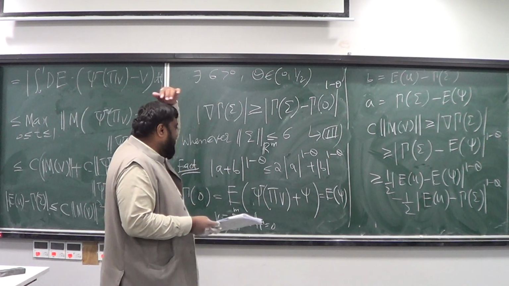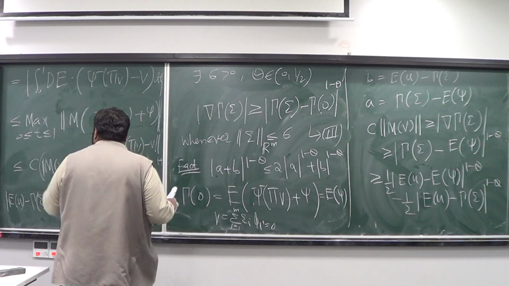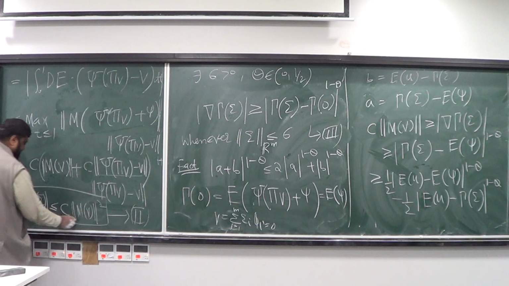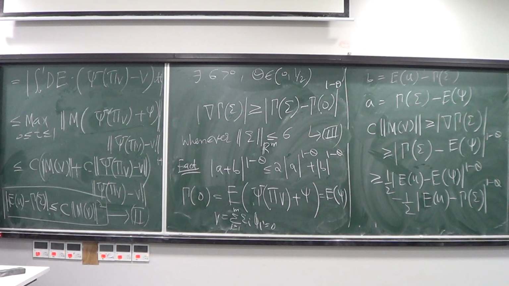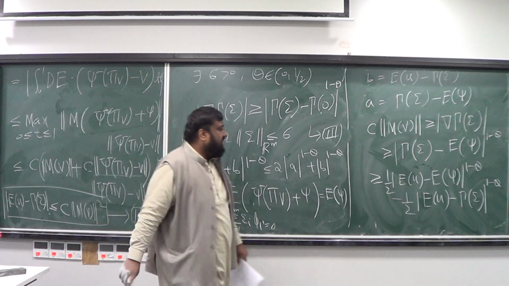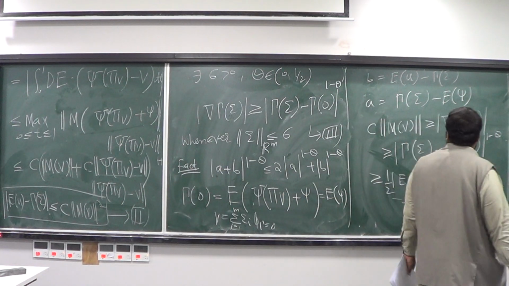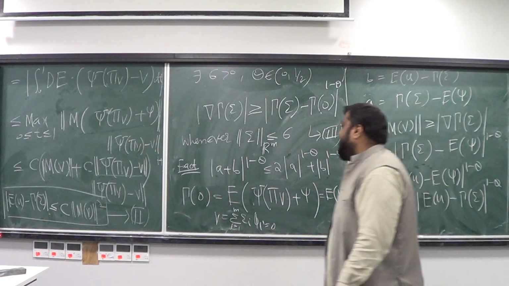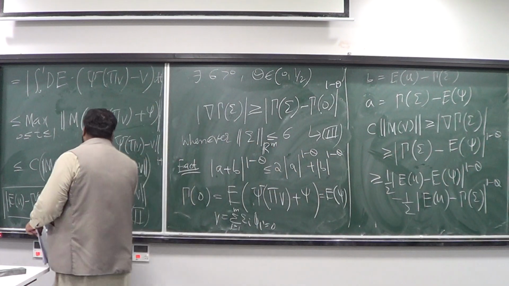And on this, for example, if I apply this inequality, so how can I apply this inequality? I can apply it in this manner. First of all, this inequality says that E of u minus gamma of xi is less than or equal to c times m of v squared.